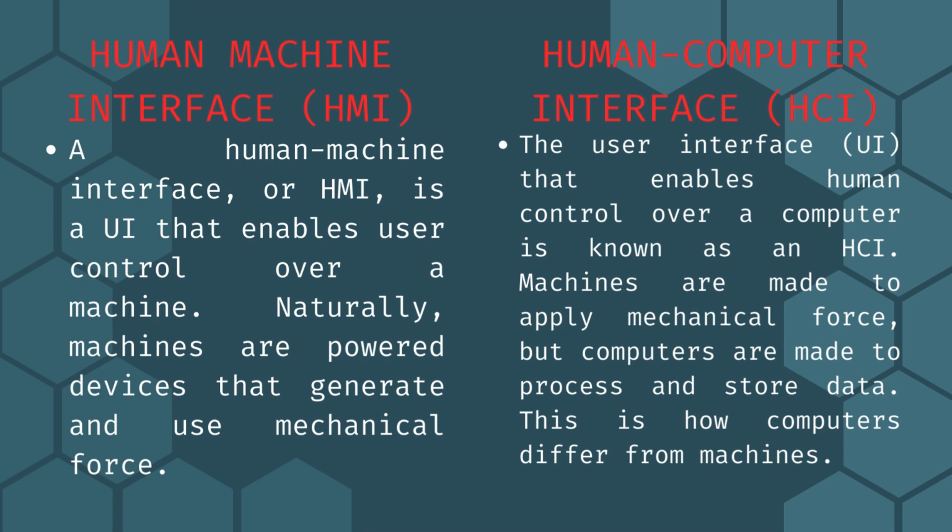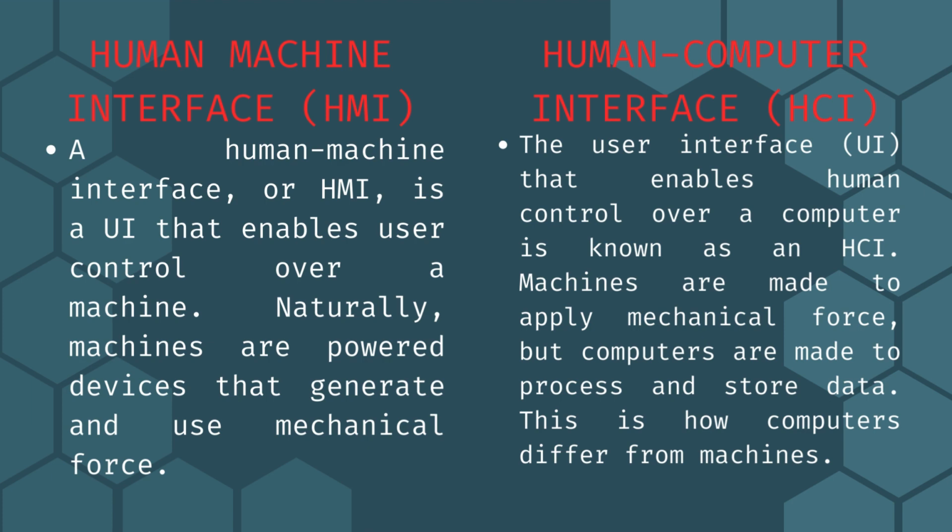For the old technology, a human machine interface or HMI is a UI, or user interface, that enables user control over machines. Naturally, machines are powered devices that generate and use mechanical force. Machines are widely utilized in the industrial sector to cut and shape raw materials into final goods. Employees utilize an HMI to operate these and other machinery. For workers to physically operate a machine, the HMI acts as a control system.